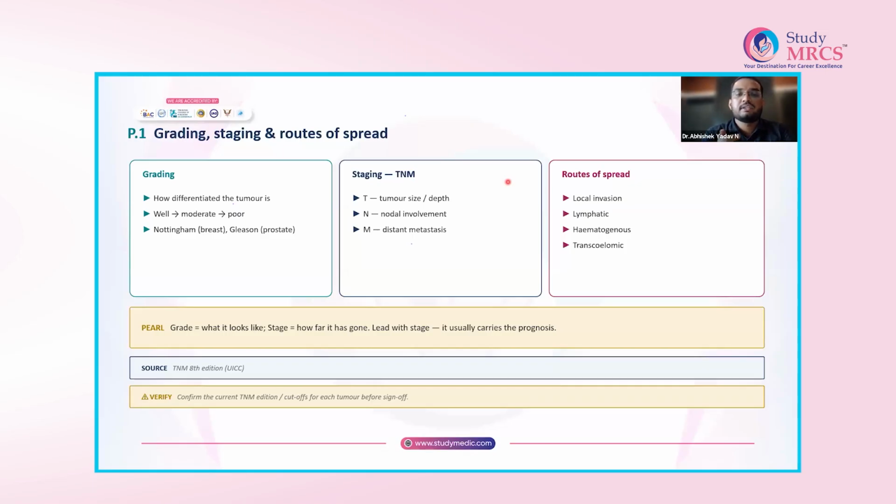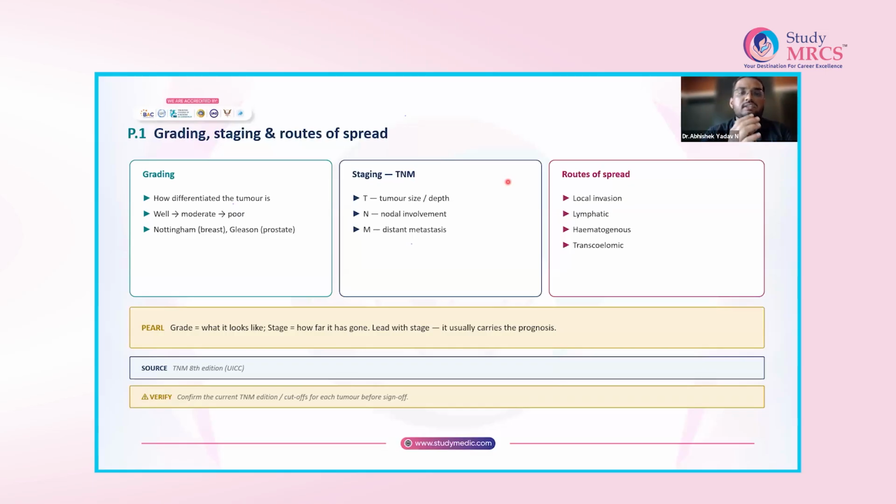So what is this TNM staging? The T stands for the tumor size and the depth, N stands for the nodal involvement, that's the lymph node involvement, and M stands for the distant metastasis. Based upon the permutation and combination of these subcategories, we are going to give a staging of the tumors.